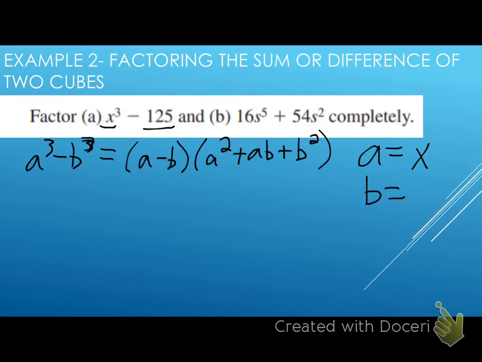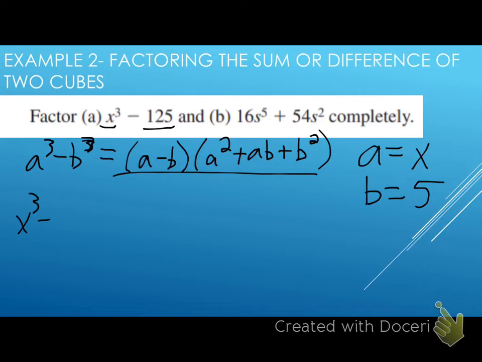What do I get? What number times itself gives me 125? 5. Really? Yep. Lucky guess. You're getting kind of good at these. 5 times 5 times 5 gives me 125. Now I can plug x in for A, 5 in for B into this formula. Everyone got it?